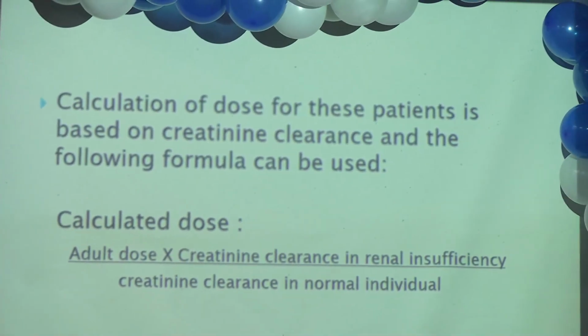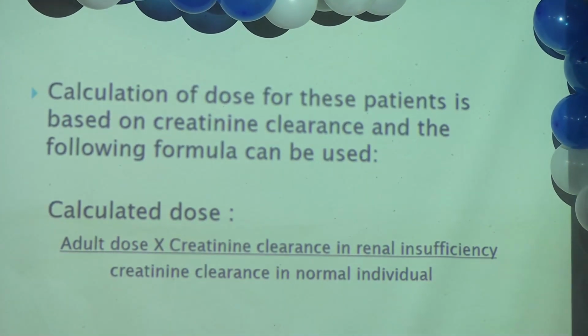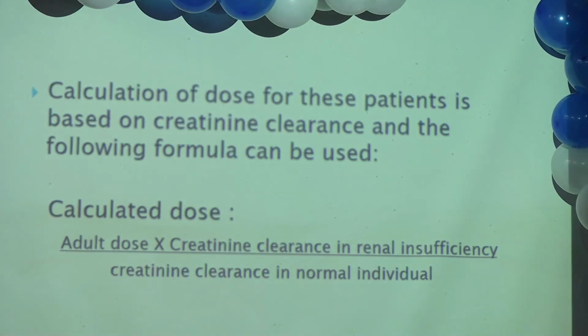So there is a pathway, the creatine pathway. From there the creatinine comes, when the muscle breaks down. So here, with this creatinine clearance, we can also calculate. Suppose a patient has renal insufficiency and you have to give a certain amount of dose to the patient, so how will you calculate?